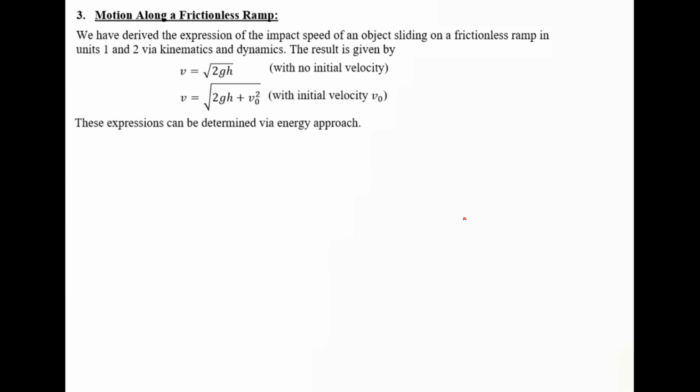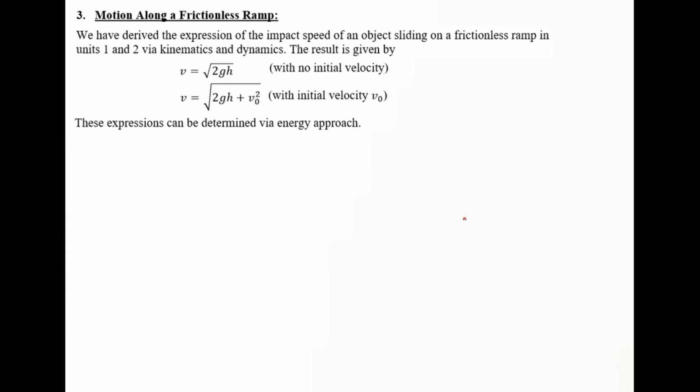Now, section 3, motion along a frictionless ramp. We have derived the expression of the impact speed of an object sliding on a frictionless ramp in units 1 and 2 via kinematics and dynamics. The result is given by v equals the radical of 2gh with no initial velocity, and the radical of 2gh plus v0 square with initial velocity.